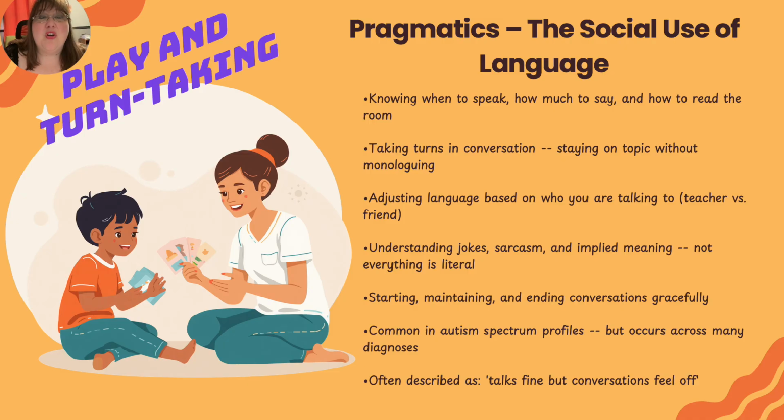Pragmatic difficulties are common in children on the autism spectrum, but they occur across many diagnostic profiles. And because pragmatic skills are so tied to social connection, parents often feel the impact of pragmatic difficulties in ways that are hard to name. Their child talks, but conversations feel one-sided, or their child says things at the wrong time, in the wrong way, or their child struggles to connect with peers even though they have words.